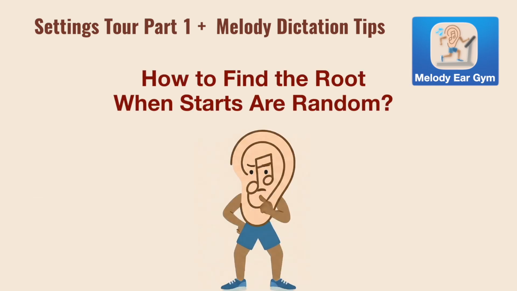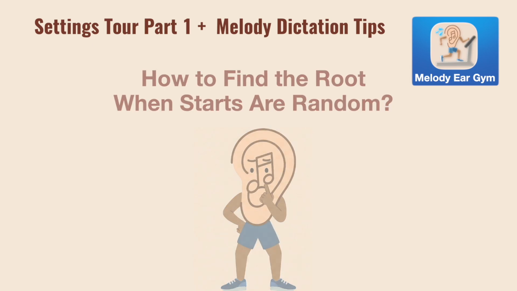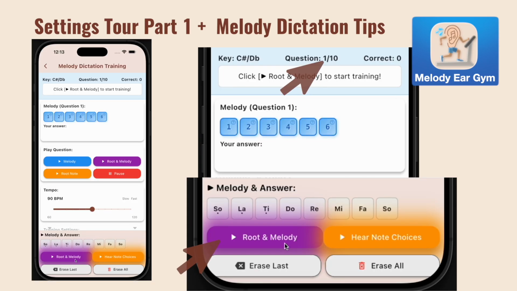You might be wondering, when melodies start on a random note, how do you figure out where the root do actually is? Here are some practical tips. First, in this app, always click the root and melody button for the very first question in a session. Early questions often don't have enough notes to reliably guess the tonal center.